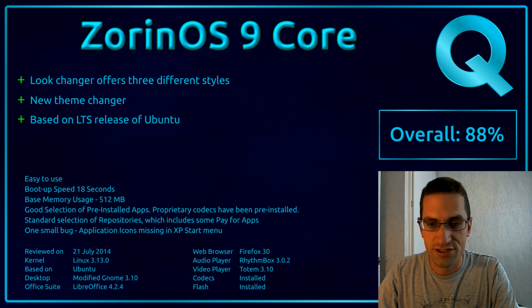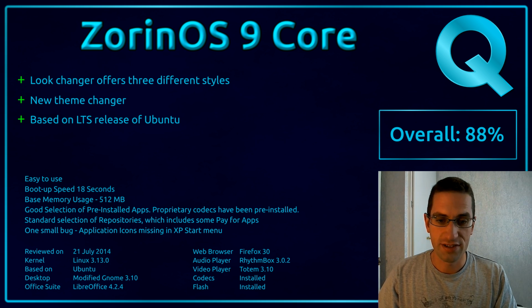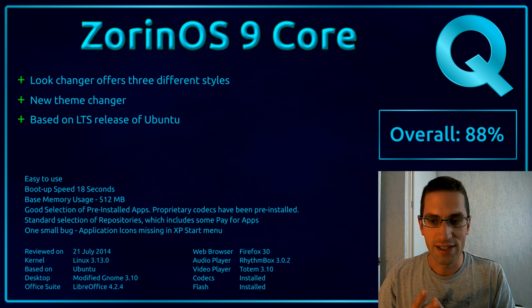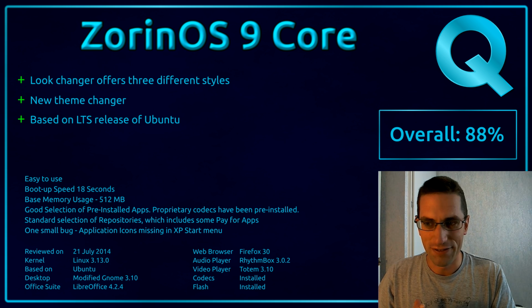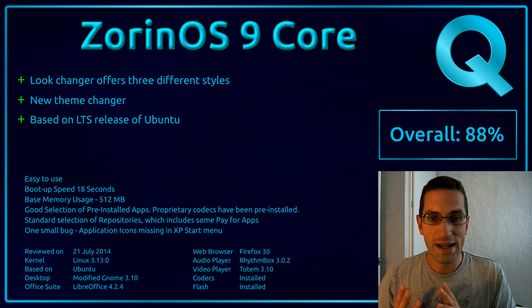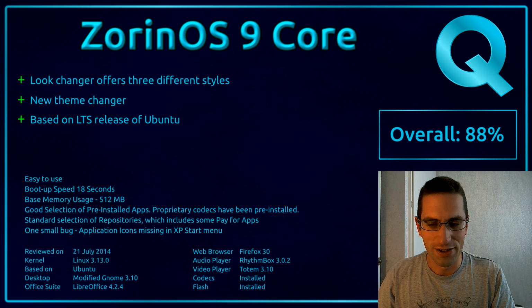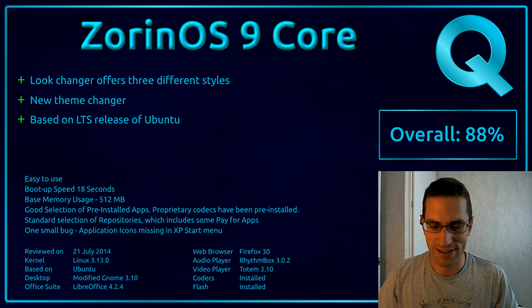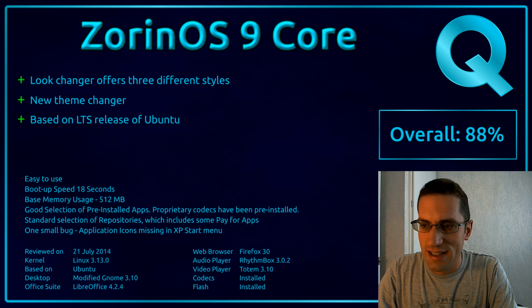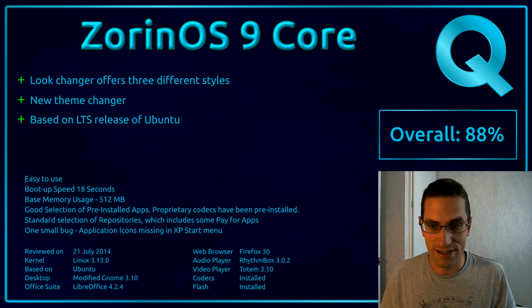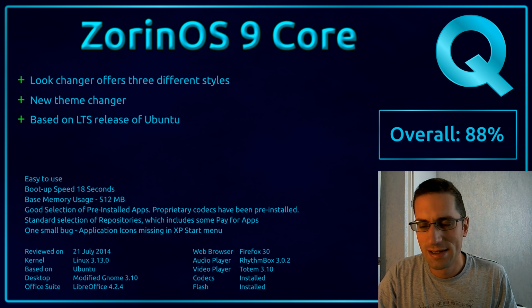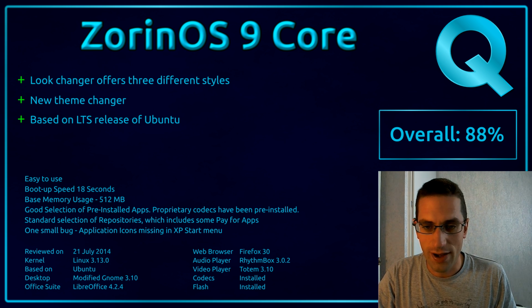So here's what I thought of Zorin OS 9 Core. You've got the Look Changer there that offers the three different styles. So that is Windows 7, Windows XP, and GNOME 2. If you want the Unity, Mac OS X, and Windows 2000 styles, then you've got to pay for the Ultimate Edition. We've got a new feature there that's the Theme Changer. And it's good that it's based on a long-term support release, so you've got the 5 years of support. So overall, I have given this distro 88%.